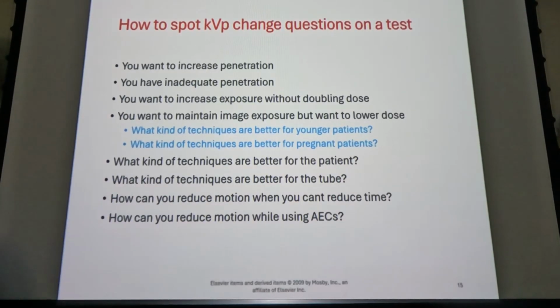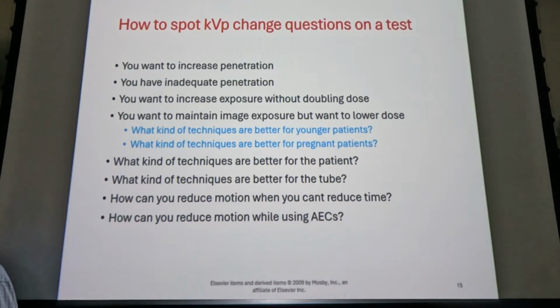So how do you spot KVP change questions on a test? This is the only thing we're going to cover on KVP today. So KVP, remembering what all it controls. It controls the potential difference in the X-ray tube. It controls the speed of the electrons as they travel from cathode to anode. It controls the kinetic energy those electrons carry, and therefore controls the Brems energy that you create. And in that, it controls penetration.